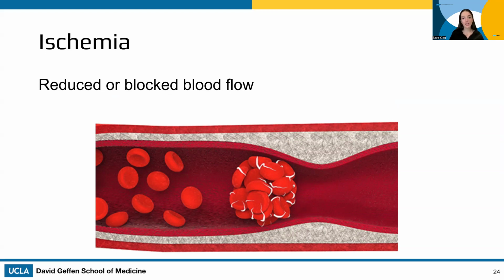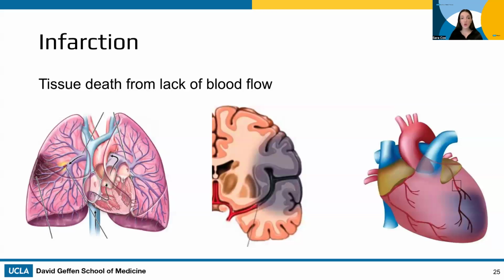And that finally can bring us to infarction. So if ischemia goes on long enough, we'll end up seeing tissue death from the lack of blood flow. These are things that we see in myocardial infarctions, right? Or heart attacks. We can see them in strokes. We can even see them in the lungs with our pulmonary embolisms. That lack of oxygen can eventually cause tissue death if left long enough.